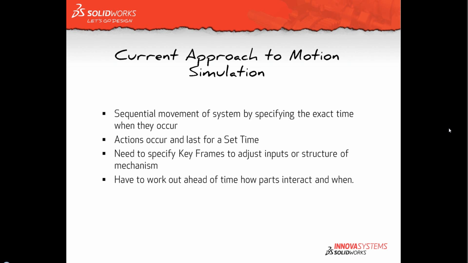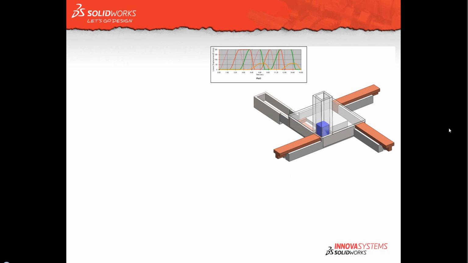The downfall of this is that we have to work ahead of time and know exactly how everything is going to interact and when, which can take a lot of time and a lot of fiddling. There's a lot of time just adjusting the tiniest pieces to get them to behave as we want.